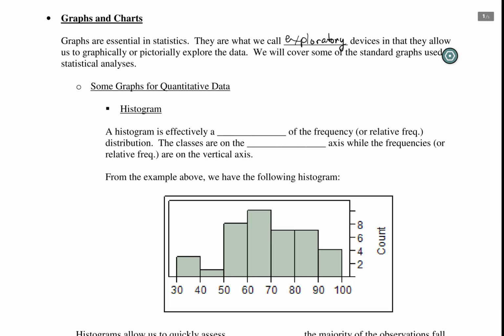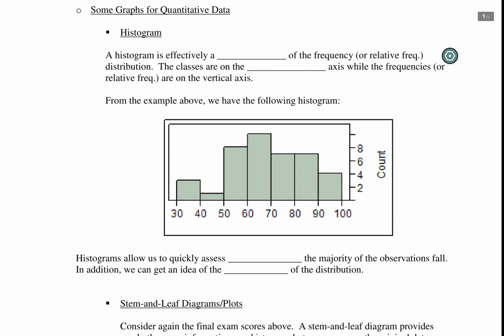Okay, we're going to first look at some graphs for quantitative data, and the starting point here is what's called a histogram. A histogram is effectively a picture or a graph of the frequency or relative frequency distribution that we had talked about before. Classes are on the horizontal axis, while the frequencies are on the vertical axis. For the example above, the physics final exam scores, here is the histogram.